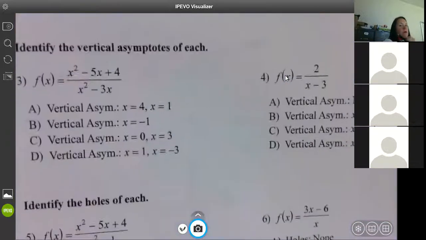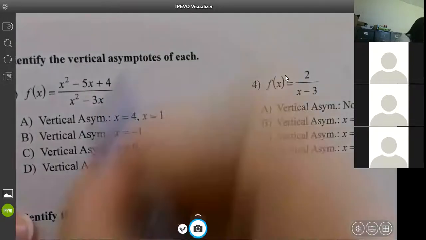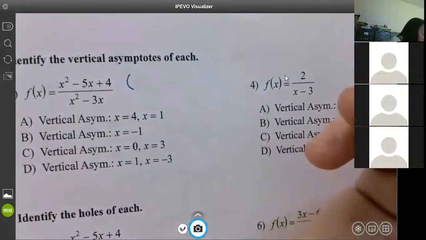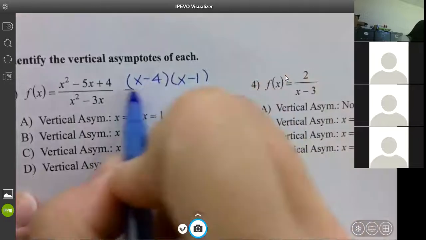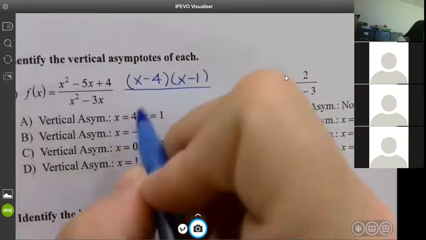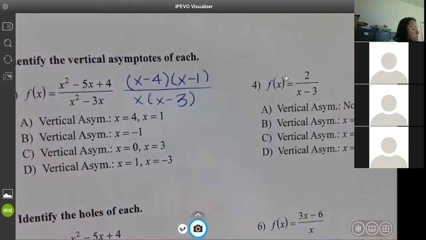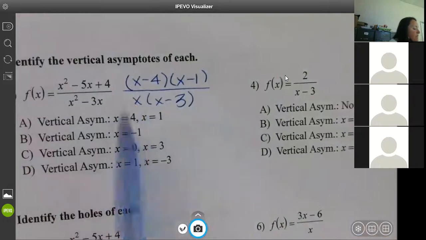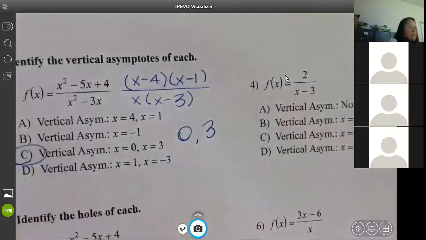All it's asking you is where all these things are. So you're going to have to factor again. What are your factors of 4 that add to -5? On the bottom, what can I do? Did I mark anything out? No, so I don't have any holes. That's why all your answers say vertical asymptotes. Remember, whatever variables are left in the bottom causes your vertical asymptotes. So the x causes a 0, and the x minus 3 causes +3. So your answer is C.